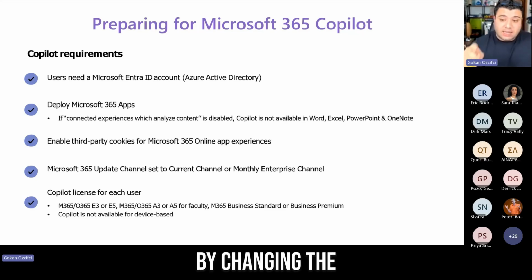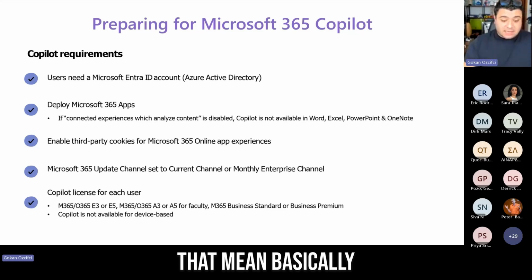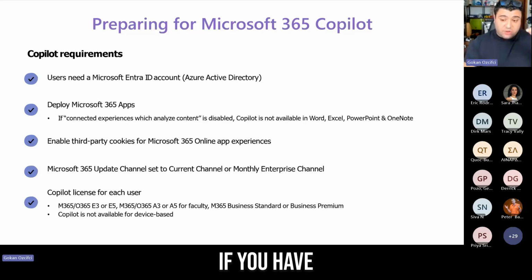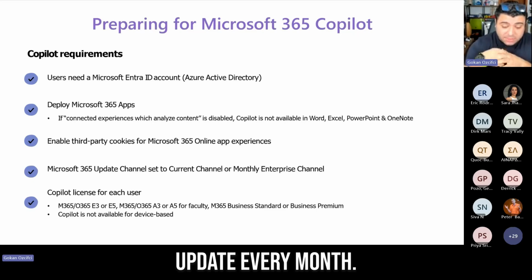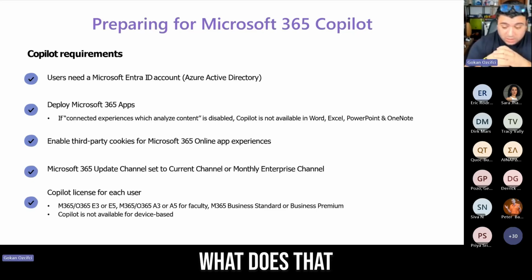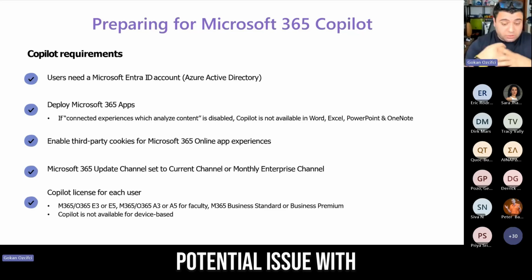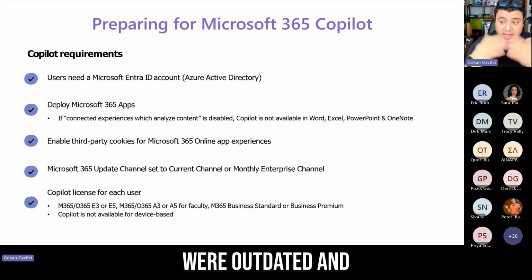By changing the update channel from a yearly update, what does that mean? Basically, take the example that you have an Excel spreadsheet and macros are running on it. If you have this on a yearly update, your system is stable. It will not change for at least a year. It will be the same, so less service interruption. But if you change this to the monthly enterprise channel, this will get an update every month. What does that mean? Technically, every month you could have a potential issue with your Excel spreadsheet, with your macros, with your outdated systems, and so on.